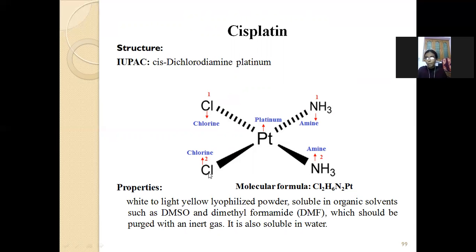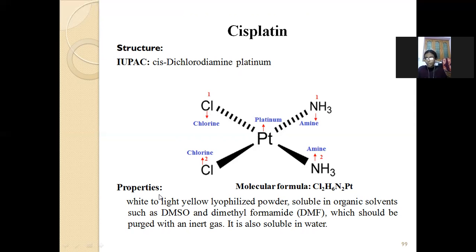How many chlorine atoms are there? Two, so di. So dichloro and two amines, diamine, and in the middle platinum is there. So it is named cis-dichlorodiamine platinum. I will explain it again. In cis positions, the chlorine and the amine groups are present, so dichloro and diamine are attached to the platinum in the middle. So it is named cis-dichlorodiamine platinum.